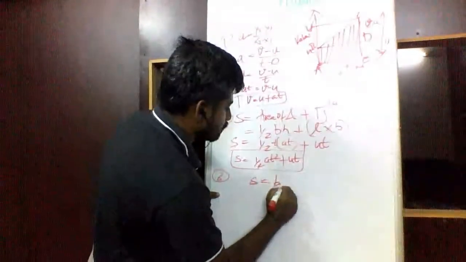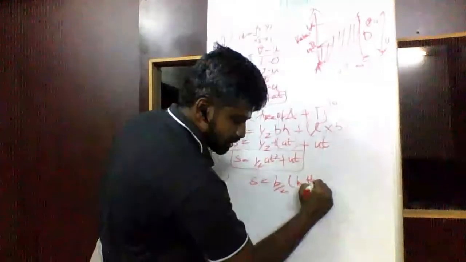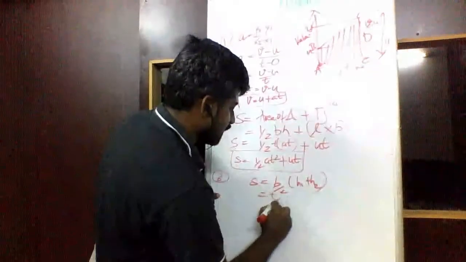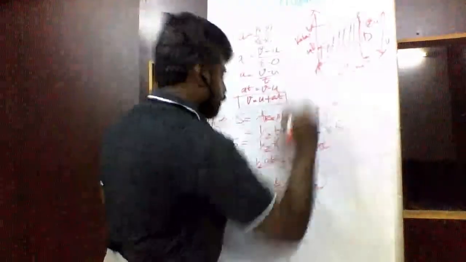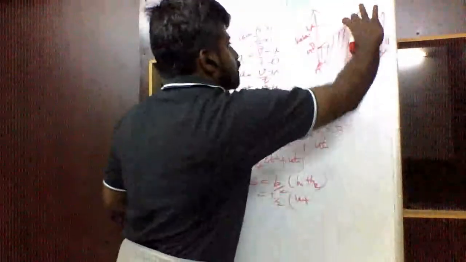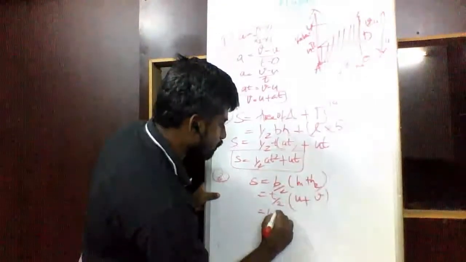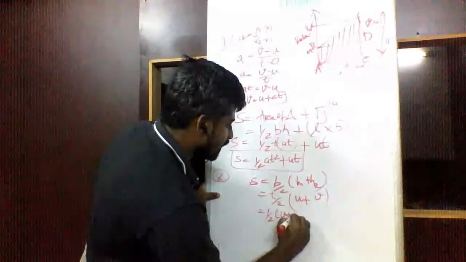Area of the trapezium is half times (H1 + H2) times B. What is B? Base. Base is always T divided by 2. What is H1? U, and H1 plus H2 is V. Done. That's all. Then it is 1 by 2 (U + V).